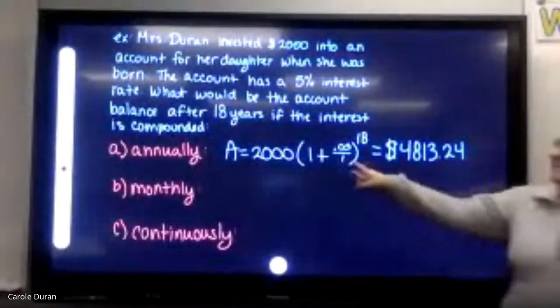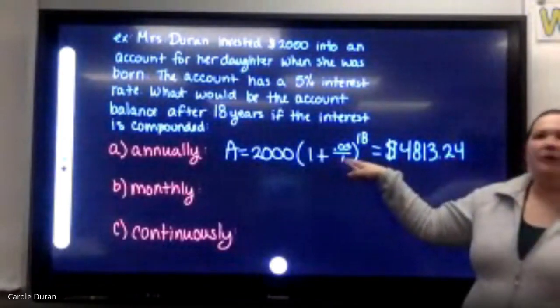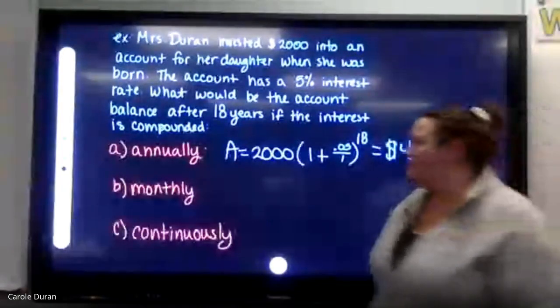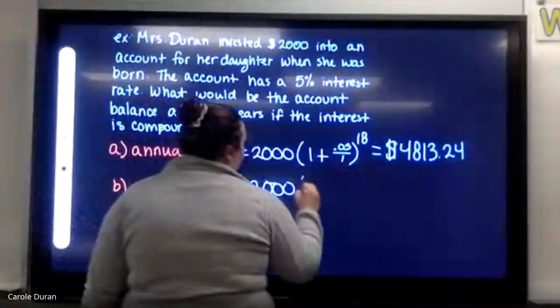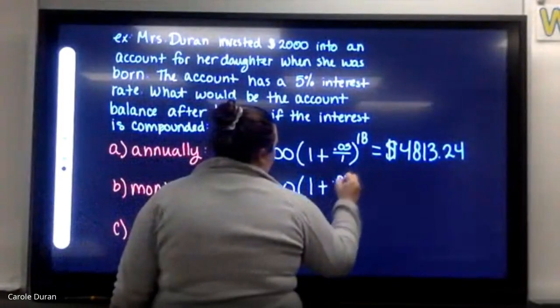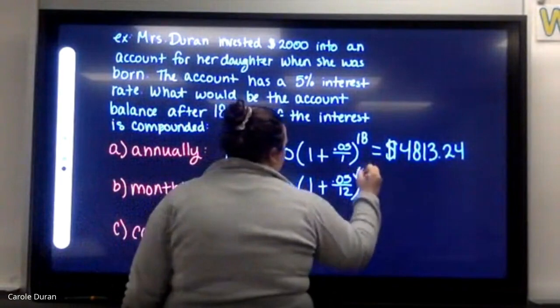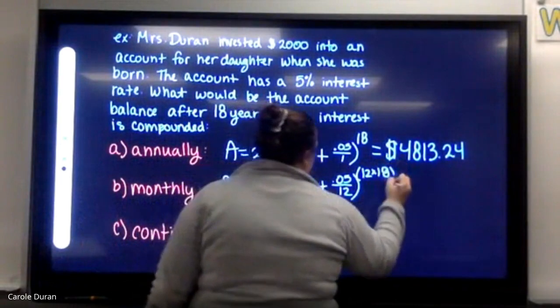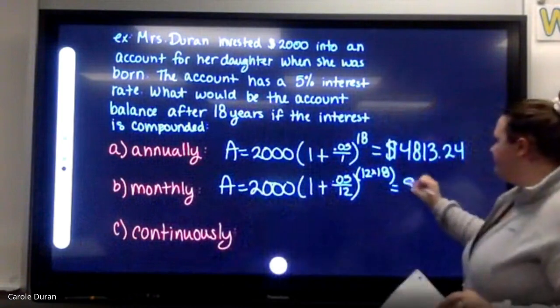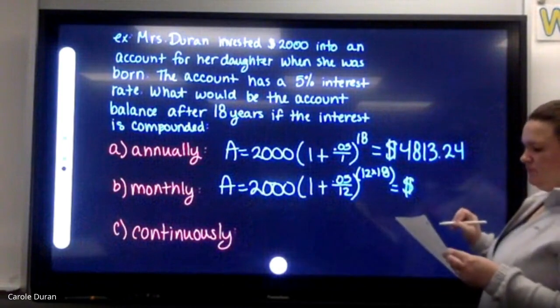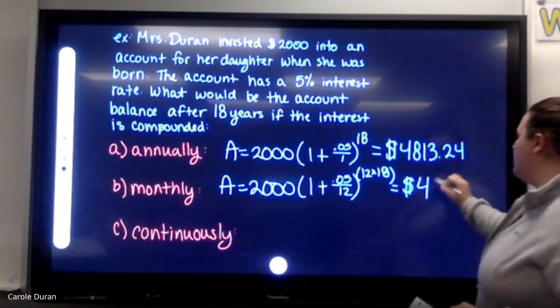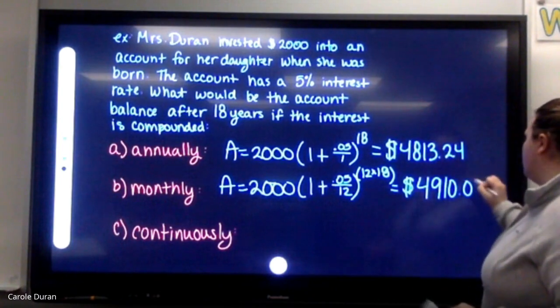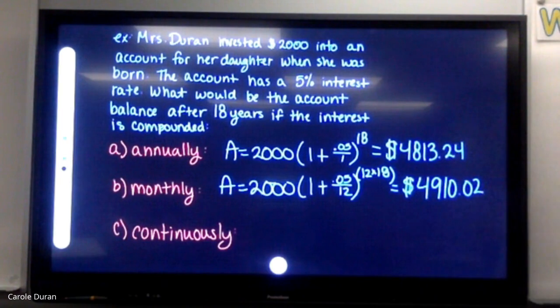Monthly is going to be the same thing, except this n is going to be 12, and I'm going to multiply the 18 by 12 as well. And we get what, Stephen? 4,910.02.